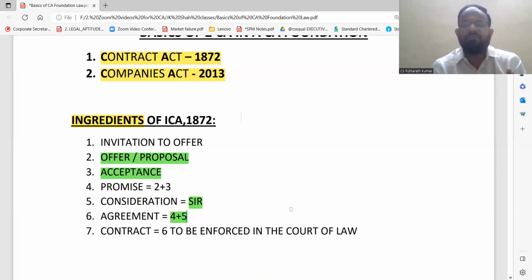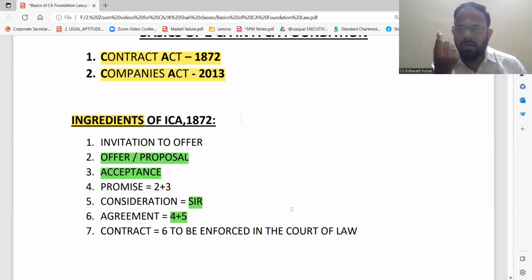Now coming to agreement, we say 4 plus 5. You don't need to calculate it the normal way. We say promise plus consideration. And can all agreements become contracts? No, an agreement can also be a social agreement. I just want to agree so that you offer and I accept, or vice versa, need not be taken to the court of law. So that means agreement is wider than contract. Contract is an agreement enforceable in the court of law, or enforced in the court of law. 6, to be enforced in the court of law. What does that mean? What is 6? Agreement plus enforceability becomes contract.